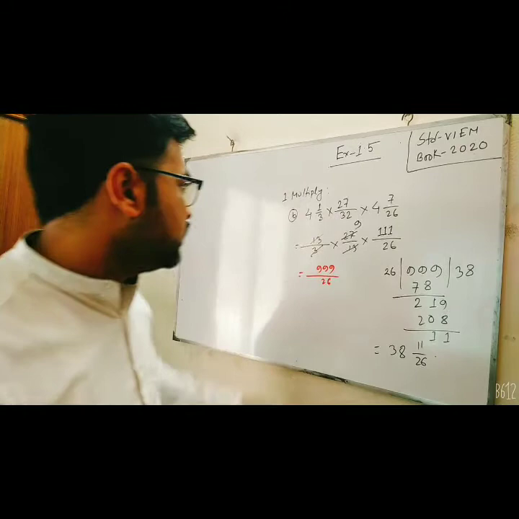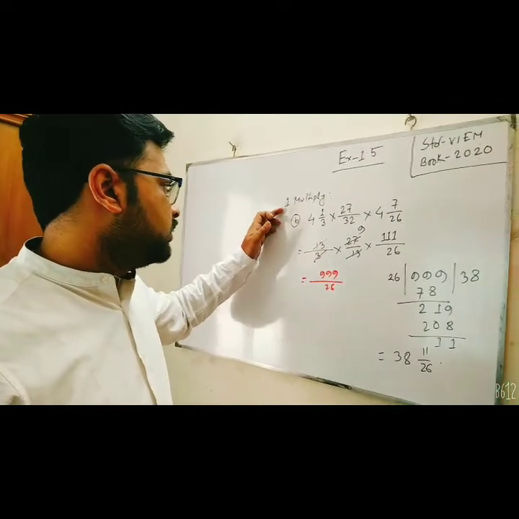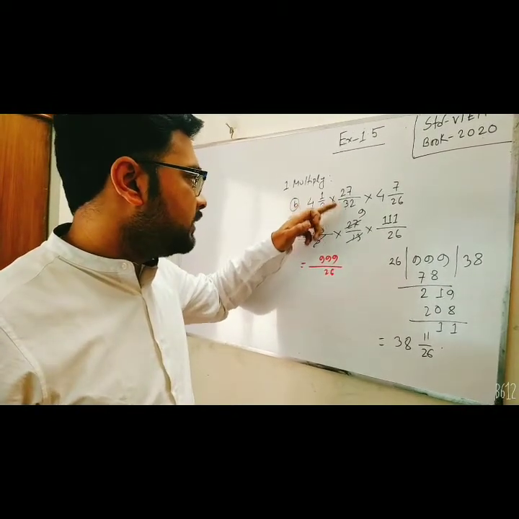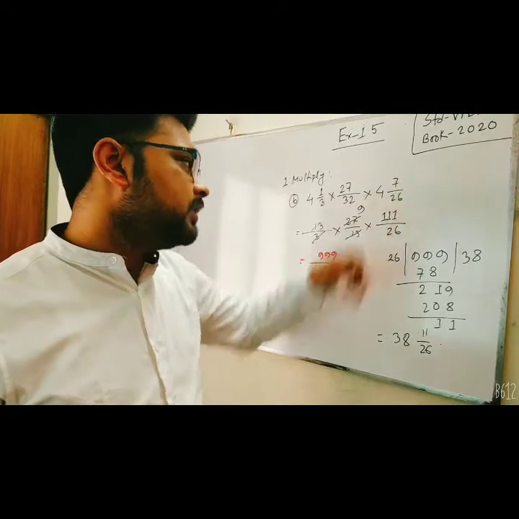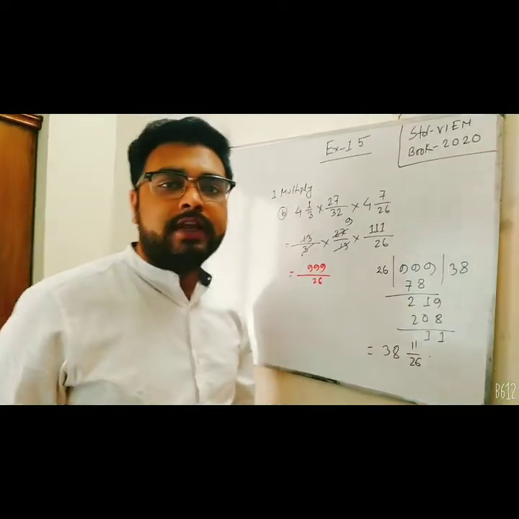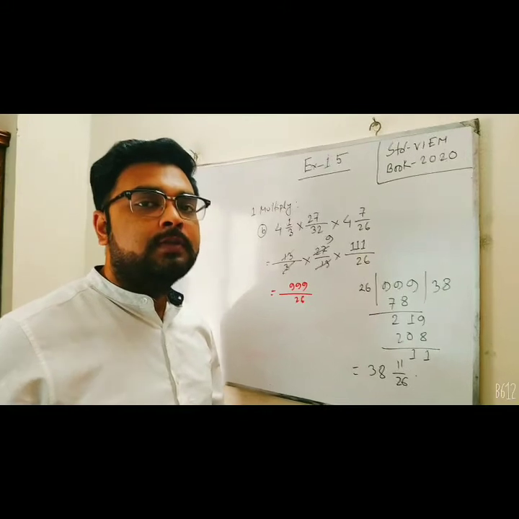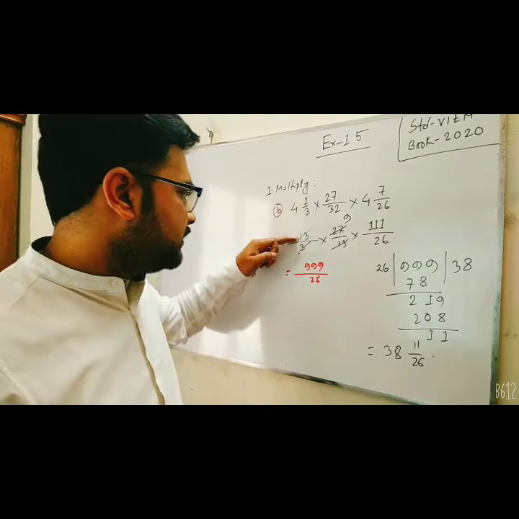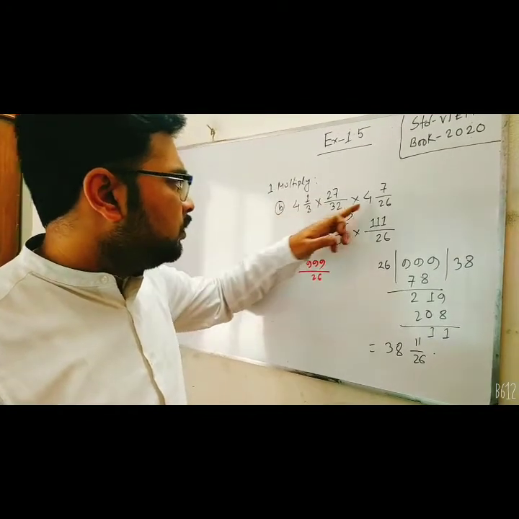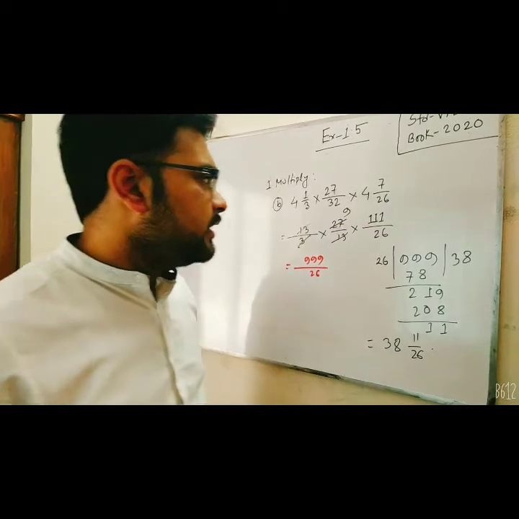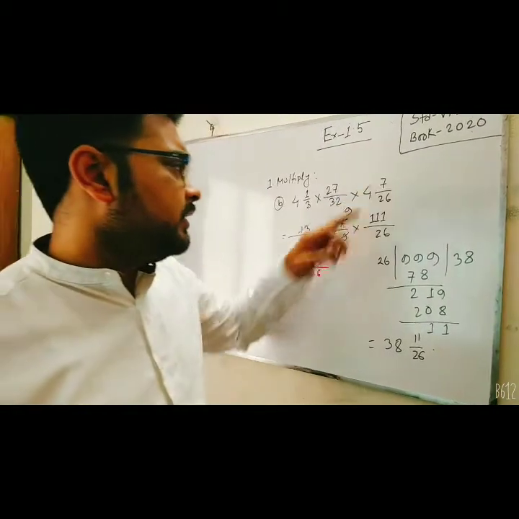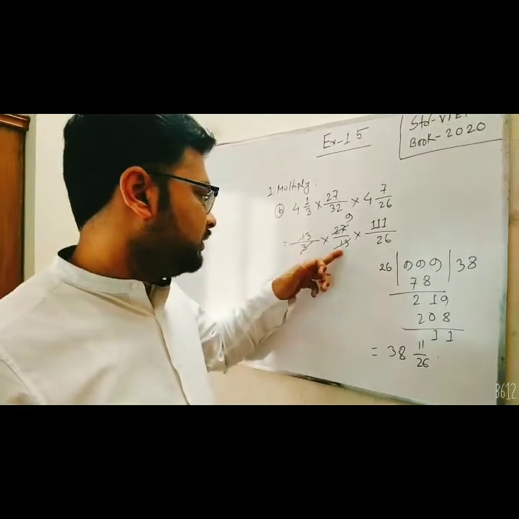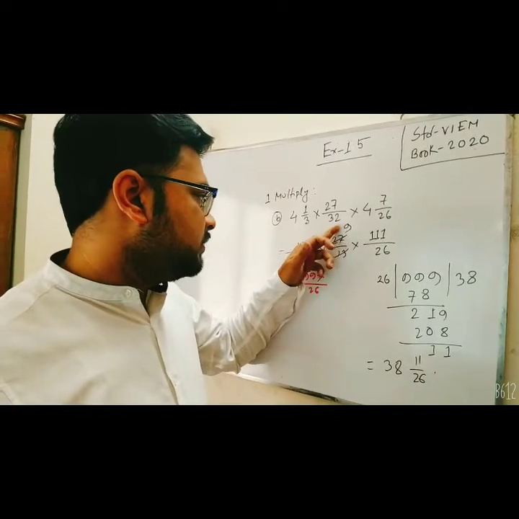So let's go. Question number 1, multiply. Question number 1 B: 4 whole 1 by 3 multiplied by 27 by 32 multiplied by 4 whole 7 by 26. First of all, we will break the mixed fraction. So 4 3s are 12 and added with 1, that means 13. 27 by 32, 4 into 26, that means 104. 104 added with 7, that means 111. Then cut down 13 and 13, cut down 3 and 27, that means 9.